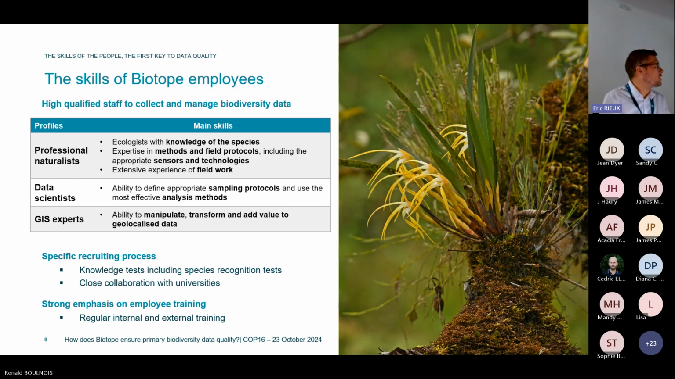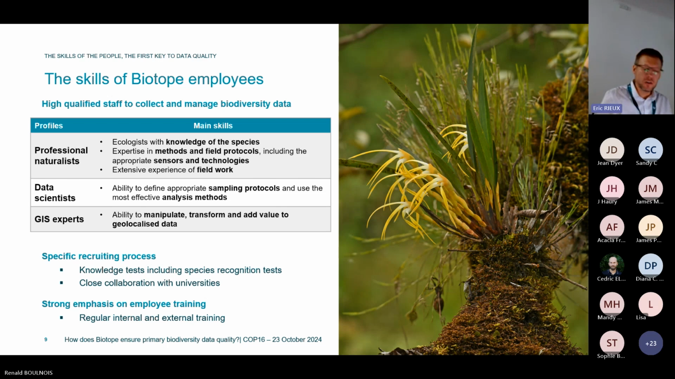We also have data scientists, including biostatisticians. They have the ability to define an appropriate sampling protocol, and they use the most effective up-to-date analysis methods such as population viability analysis. And in addition to that, because our job often requires mapping, a graphic representation of the results in the context of a project or a protected area, we have specific GIS experts who are able to manipulate, to transform, and to add value to the geolocalized data.